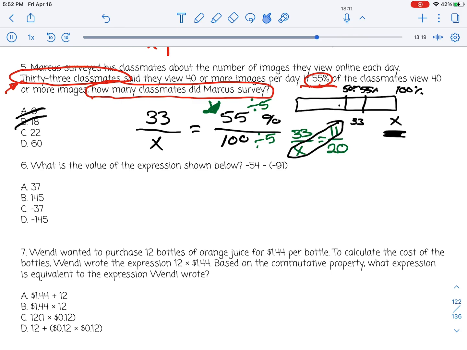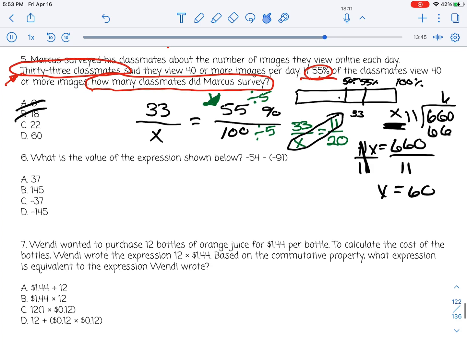So right here, I'm going to have 11x equals 660. So I'm going to divide each side by 11 because I'm going to solve for my variable, and my goal is to isolate the variable. And what I do to one side, I need to do to the other. These cancel out, and x equals 60. So 6 times 11 is 66. That equals 0. I bring my 0 down. 0 times 11 is 0. That's how I get 60. So Marcus surveyed 60 classmates.